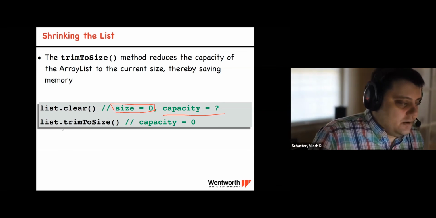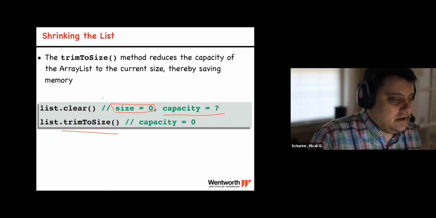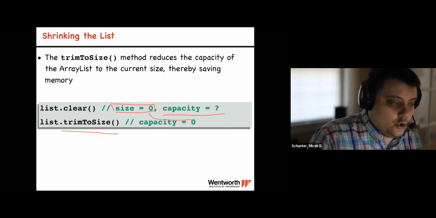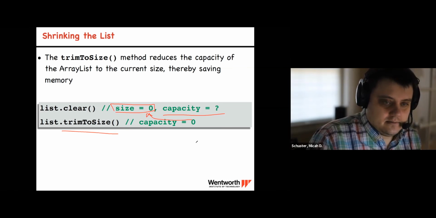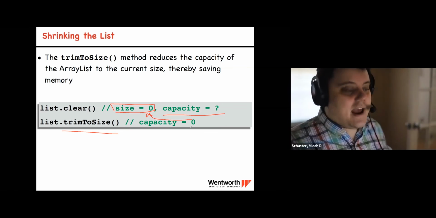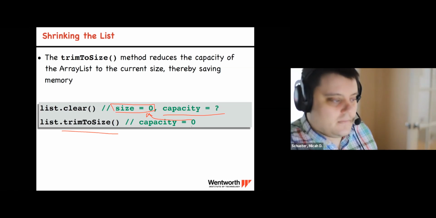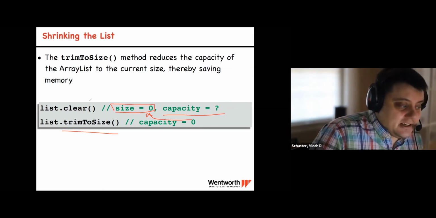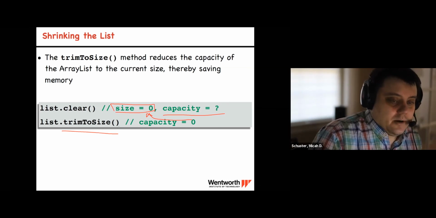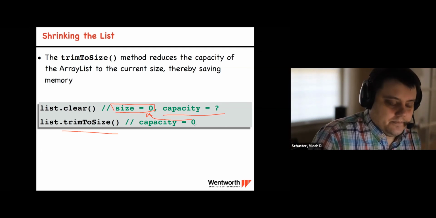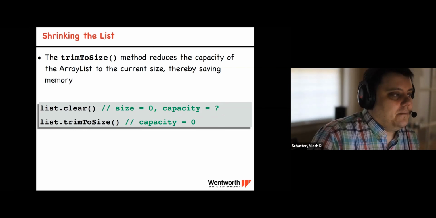Trim to size, which you can use anytime, you don't just have to use it when the size is 0, it will reduce the capacity to the size. So if you've got 10 elements in the array, you do trim to size, the capacity gets trimmed to 10. So in this particular case, if I did a clear and a trim to size, the capacity is 0. So it'll copy over and make the capacity the same as the size.